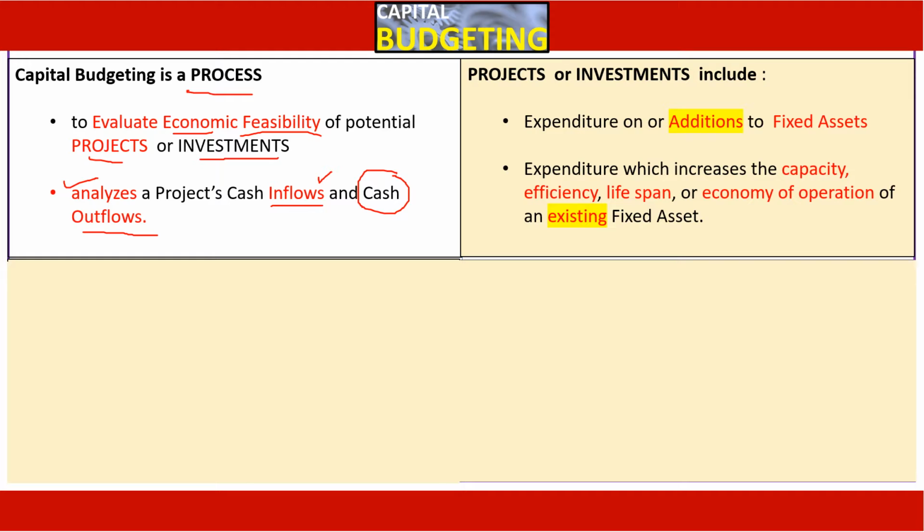Here we have come across the word projects or investments. What does it include? It mainly pertains to fixed assets or additions to fixed assets, because they create the capacity to produce or generate saleable items. In addition to fixed assets, it also looks into any spending decisions of a company or firm which is likely to increase the capacity. You may add some machines to increase the capacity. It is a capital expenditure.